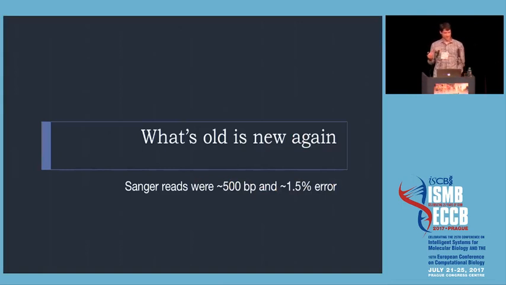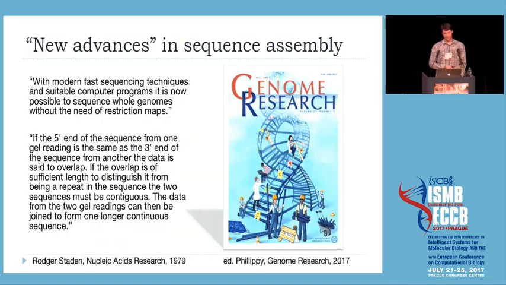So since this is a keynote and I have an hour to blow, I'll wax poetic about some of the things that came before me. And just to point out that this isn't entirely a new data type. When we were doing Sanger analysis in the late 90s and the early 2000s, these are hundreds of base pairs long and 1.5% error. It's a little more noisy than Illumina. And this genome assembly problem has been around for almost 40 years if you go back into the literature.